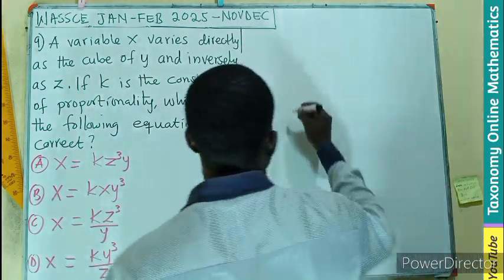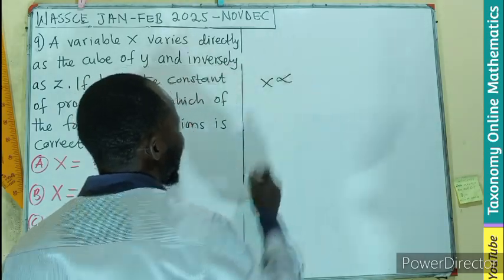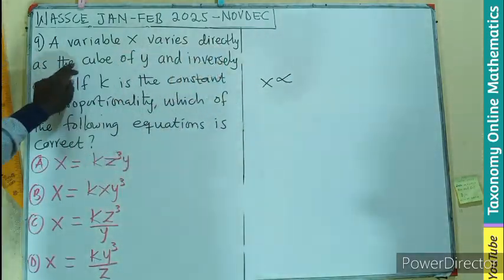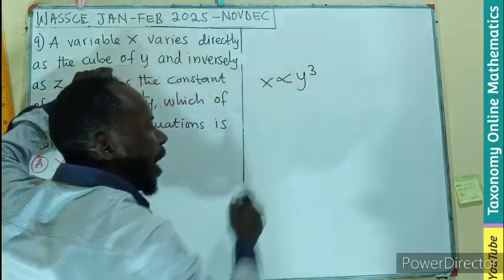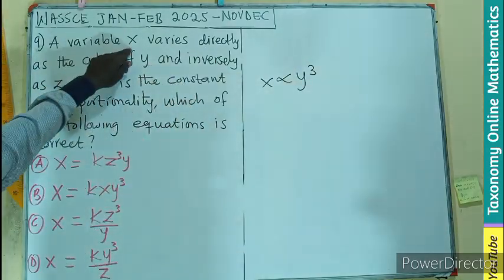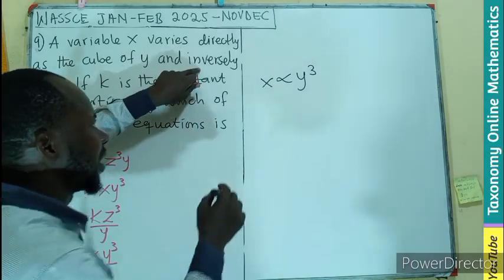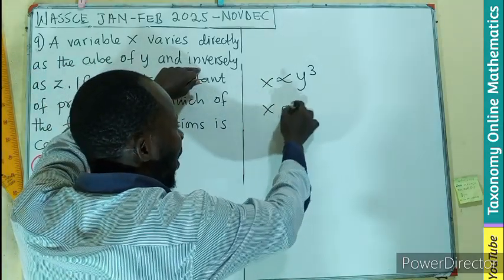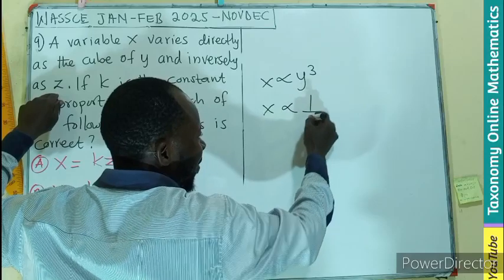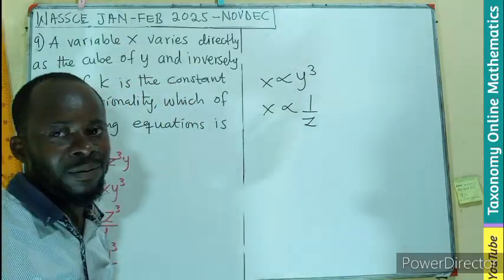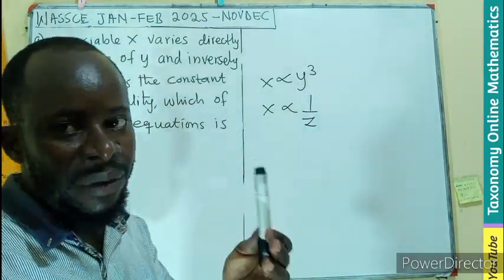X is what? Varying directly as the cube of y. So as the cube of y. Then x varies inversely. So x varying inversely as what? Z. Inversely as what? Z. So it's the x that is doing the variation.